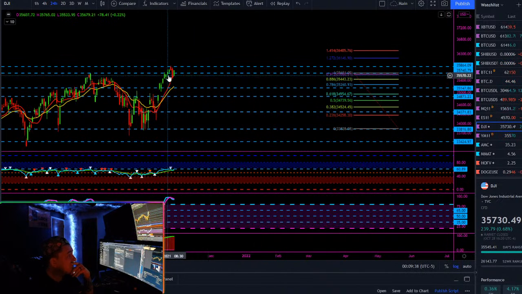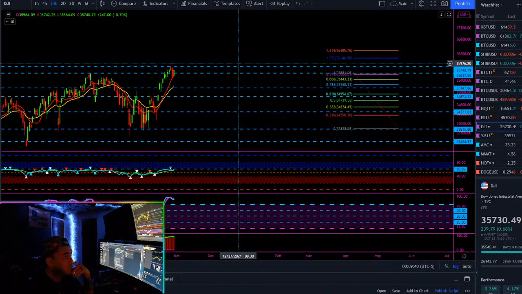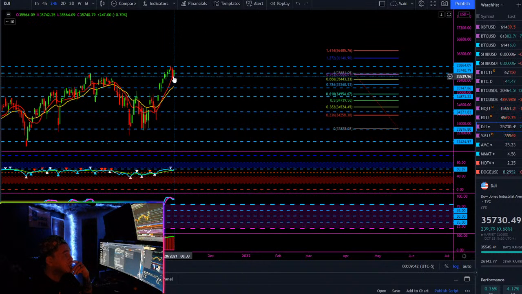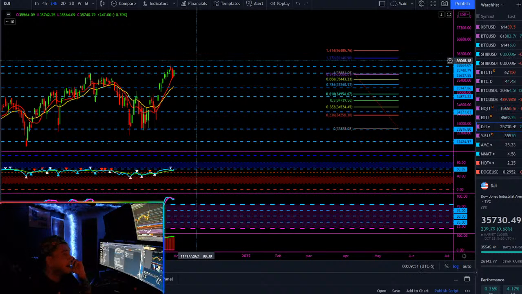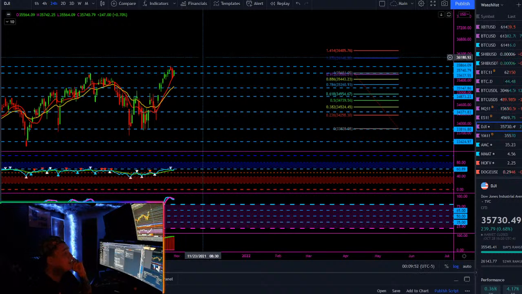Ever since we confirmed new all-time highs, I'm still going to be looking for the 1.272. We do have a potential low in formation. The thing that will convince me that this is a low is a break of the current all-time high at 35,864. Any candle closure above there, 1.272 is what I'm going to be looking for here.